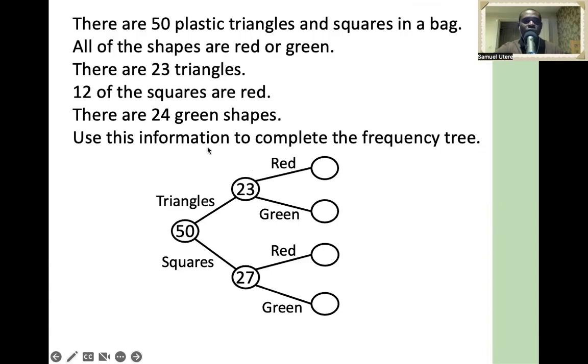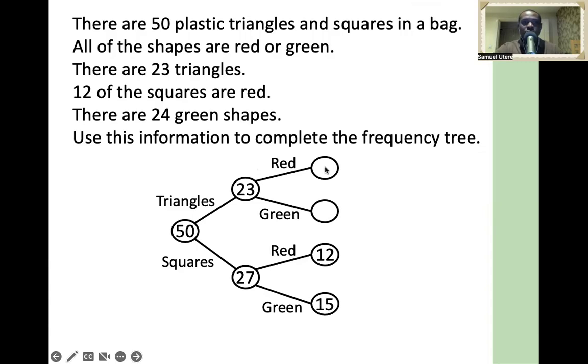Next, we're told 12 of these squares are red. So we go down the leg for squares and down the red leg, that's 12. Of course, if we know this is 12, then that should be 27 subtract 12, which is 15.